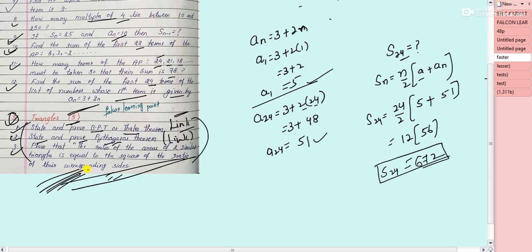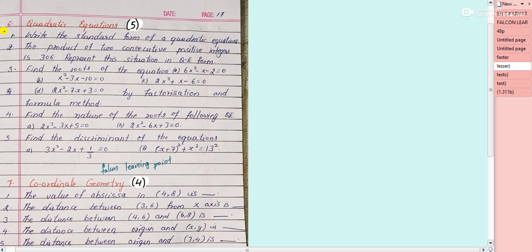Okay, so next we'll move to the quadratic equation chapter. So from quadratic equation, if you practice these type of questions, here I have selected 5 questions, and if you understand the concept, you are definitely going to get 5 marks. Okay, so learn them properly.